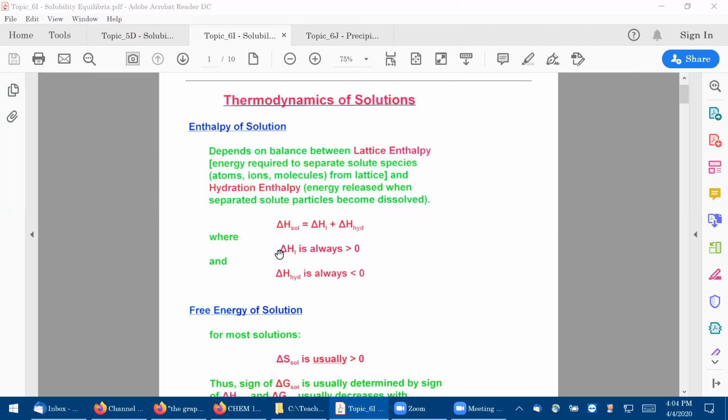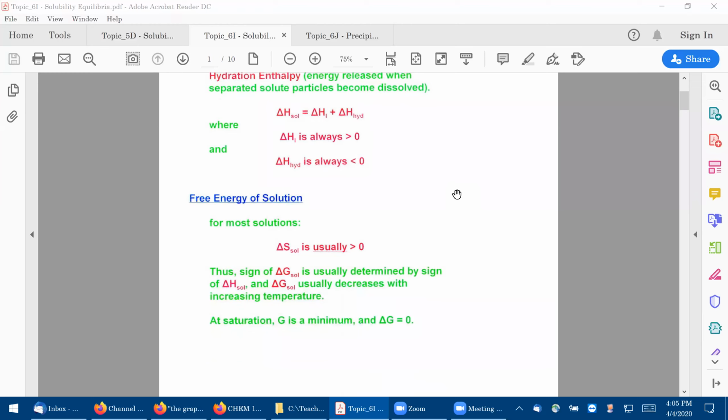Now, the lattice enthalpy, as we talked about before, is always greater than zero, endothermic in other words, because it takes energy to separate all the ions or molecules or whatever the solid is composed of into individual particles. By contrast, the enthalpy of hydration is always exothermic, always less than zero, because when these separated ions dissolve in water, it's always an exothermic process, emitting energy. And we're going to focus almost entirely on ionic salts dissolved in water. So we're going to be talking about ionic solutions that are aqueous.